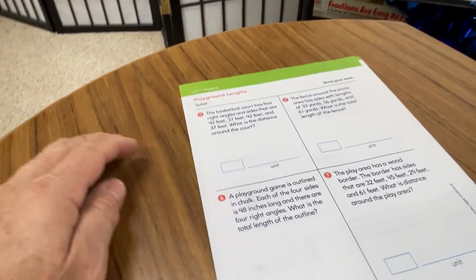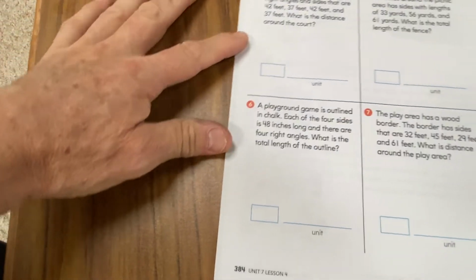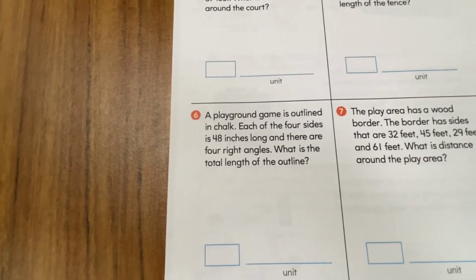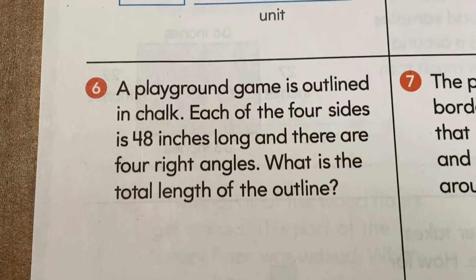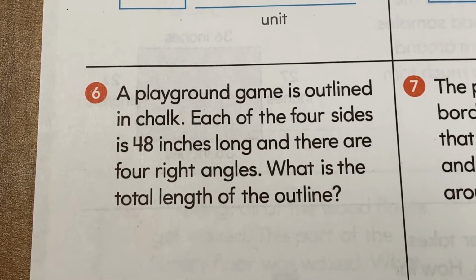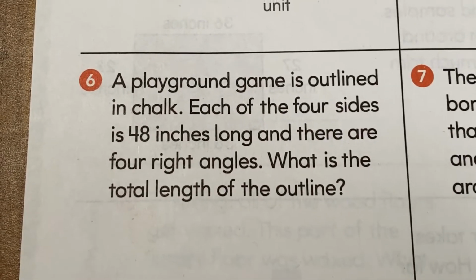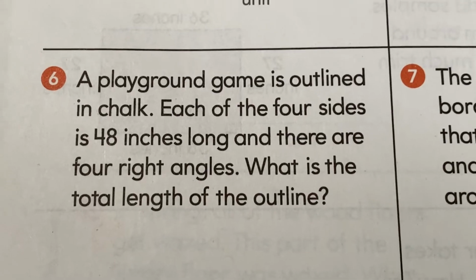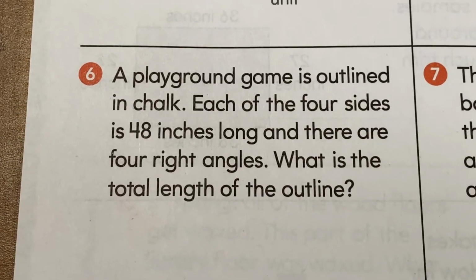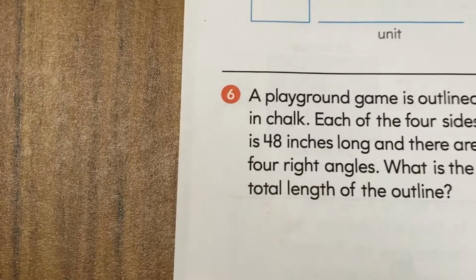It says a playground game is outlined in chalk. Each of the 4 sides is 48 inches long, and there are 4 right angles. What is the total length of the outline? They're really saying, what's the distance around? 48 inches. Each side is 48 inches.